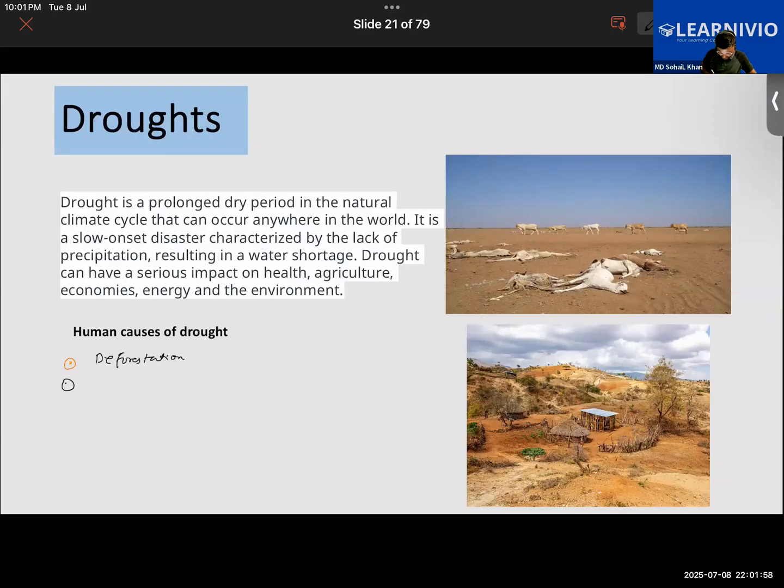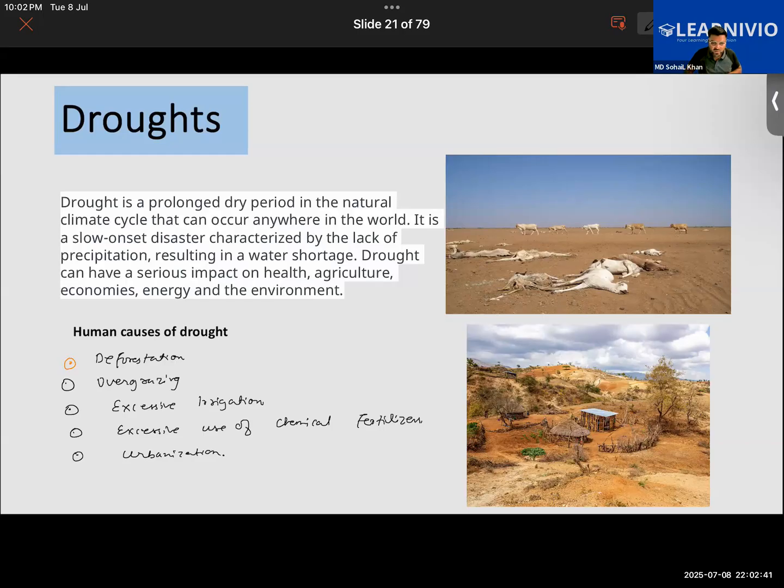deforestation, overgrazing, excessive irrigation, excessive use of chemical fertilizers, and this will be considered an unsustainable agricultural practice, because you may profit from the land for only a few seasons. Urbanization also. Urbanization, okay.